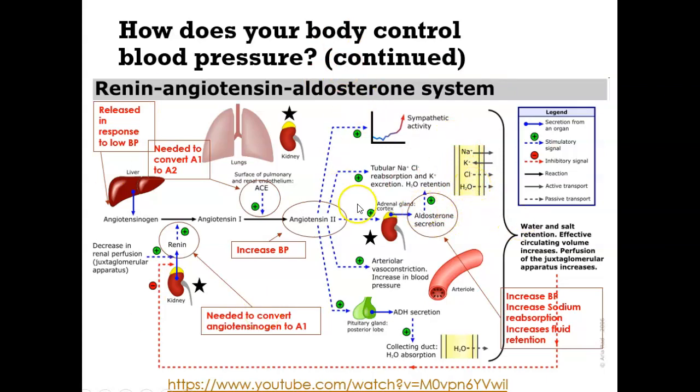I know this is very complex, kind of convoluted, but hopefully I made some sense there, but do watch that video.